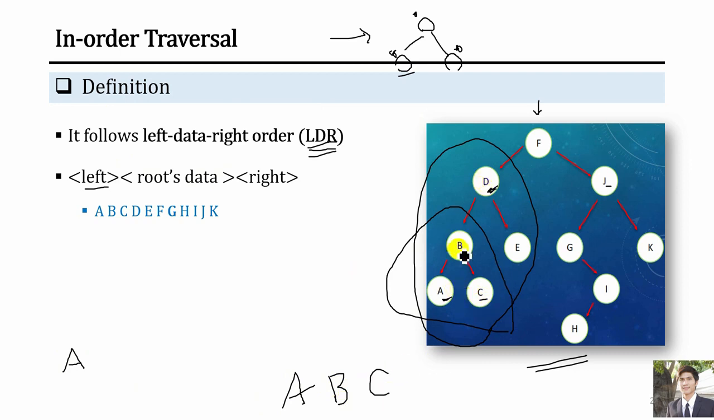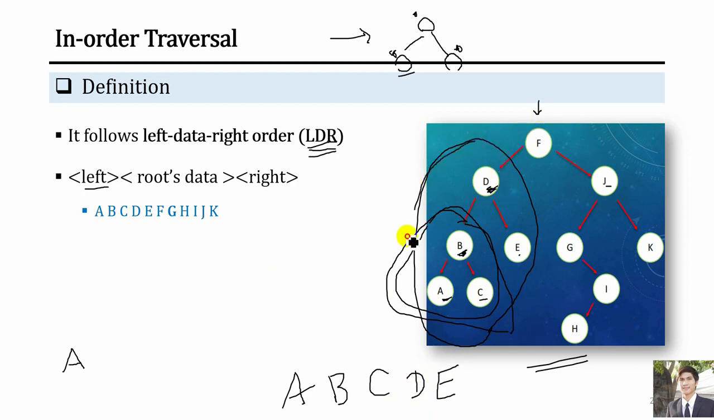Now we go up. This left subtree is already done, right? So we go up: left, and then root data right. The root of B is D, right? So we get D, and then right. The right is E. Okay, this is the number that we get. And next we go up.